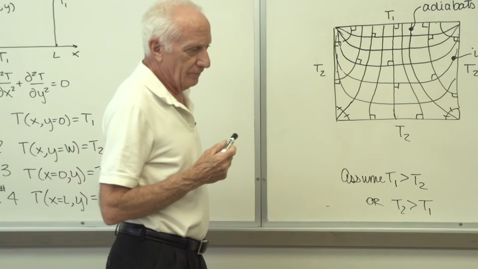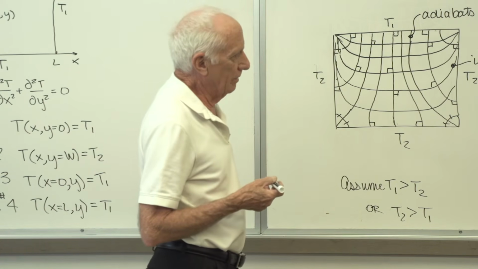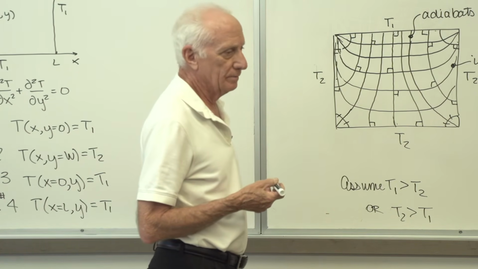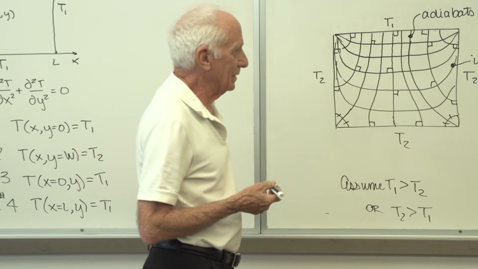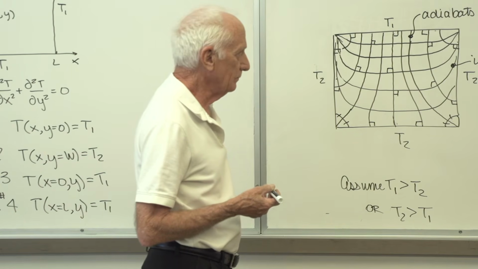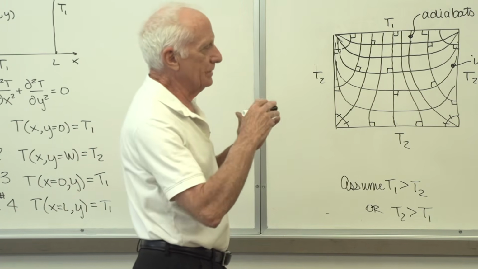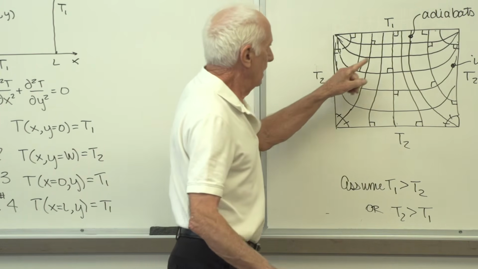Rule 1, find lines of both geometric and thermal symmetry. There are none. Okay, that didn't help me. What am I going to do now? Well, I'm going to assume T2 is bigger than T1. In a corner where T1 and T2 come together, how does the heat flow?